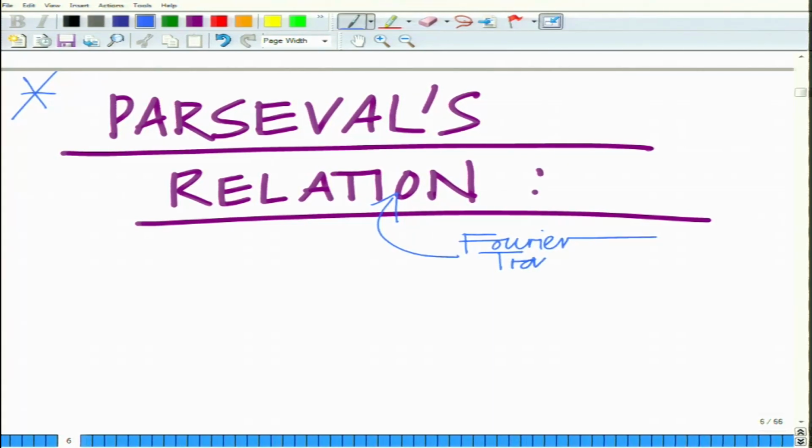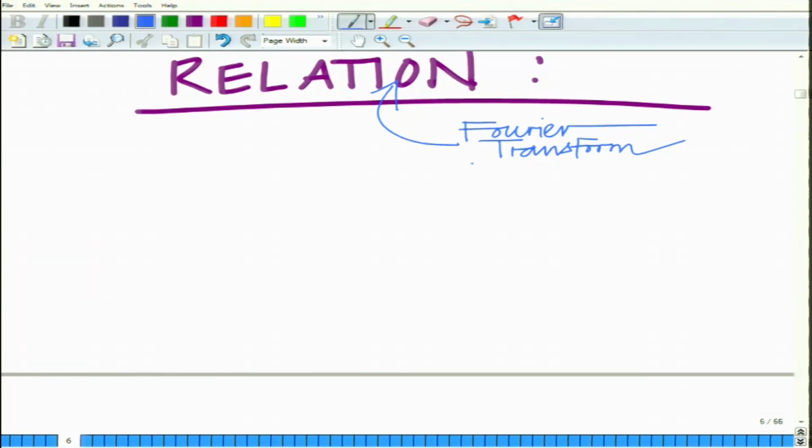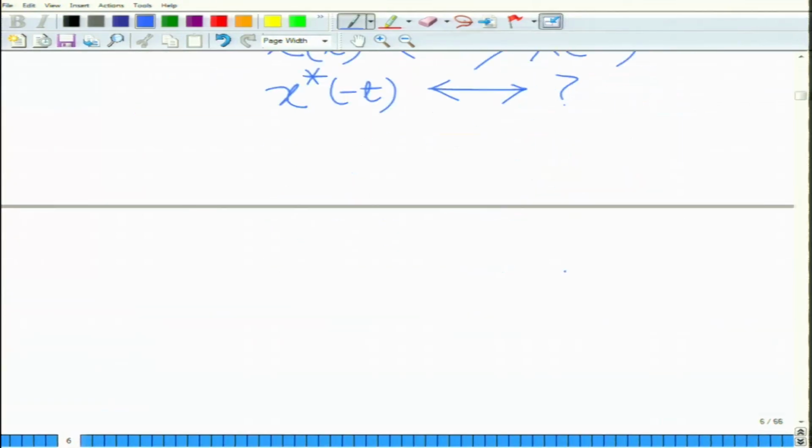We have already seen the Parseval's relation, or the Parseval's theorem, for the discrete Fourier series. We want to look at it for the Fourier transform. Now, first consider a signal x(t) which has the Fourier transform X(omega). First, we want to look at what is the Fourier transform of x conjugate of minus t.